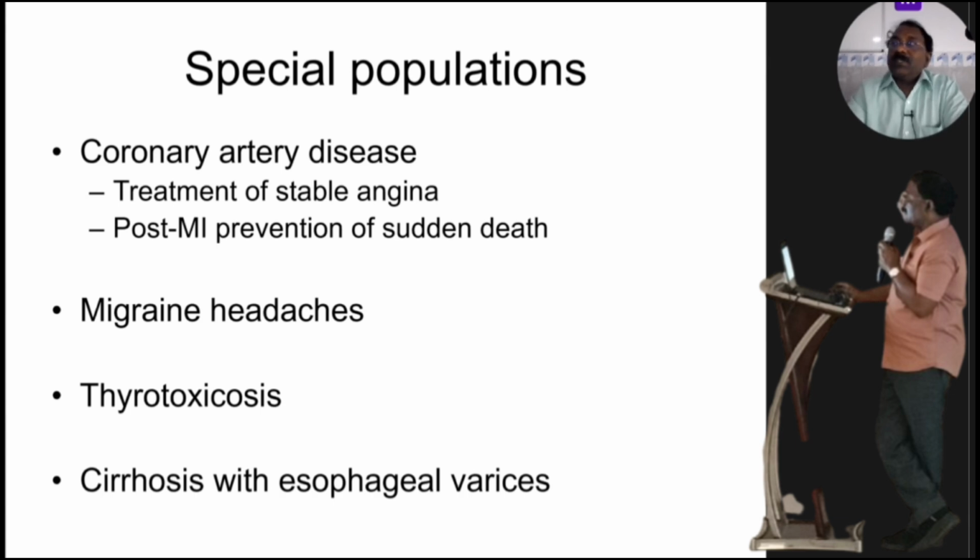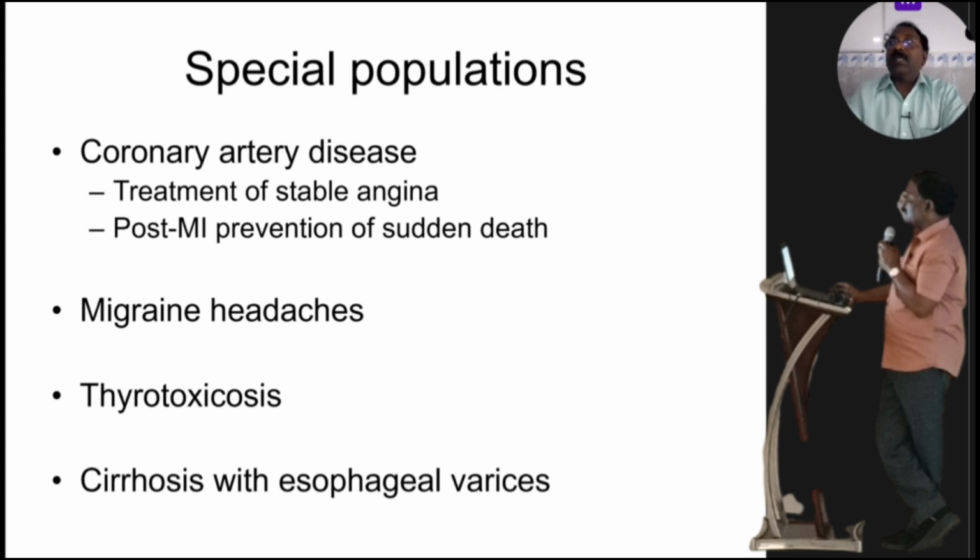In the treatment of stable angina, they reduce the heart rate. So they are very good, useful drugs. They help in the prevention of sudden death, so a mortality benefit will be seen with the beta blockers. That is the reason beta blockers are the compelling indication to use in ischemic heart disease, either angina or post-MI or post-PTCA or post-CABG. Migraine headaches, we often use the beta blockers.